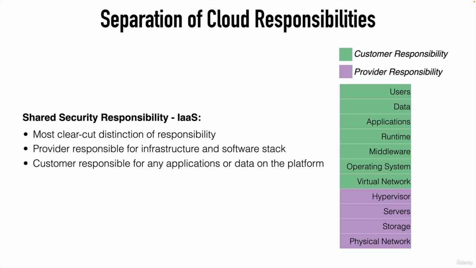So if we take AWS as an example, Amazon is responsible for the security of their own cloud, but any virtual operating system, any data, any applications that we choose to host on that platform, we would be responsible for making sure that all of those things are secure.